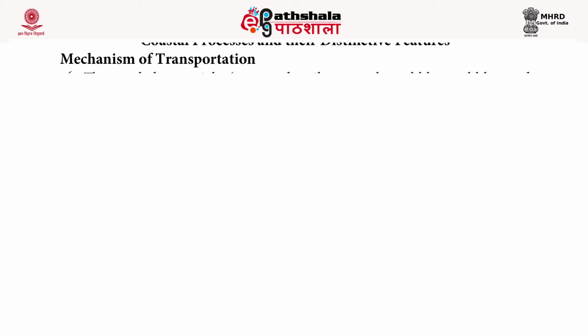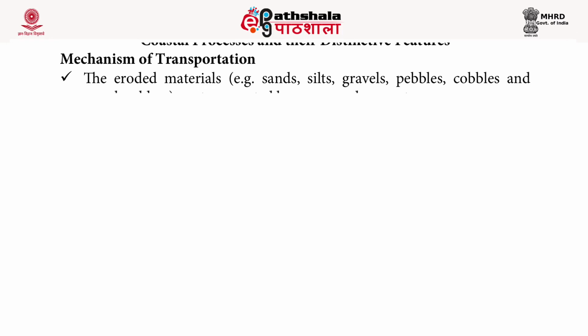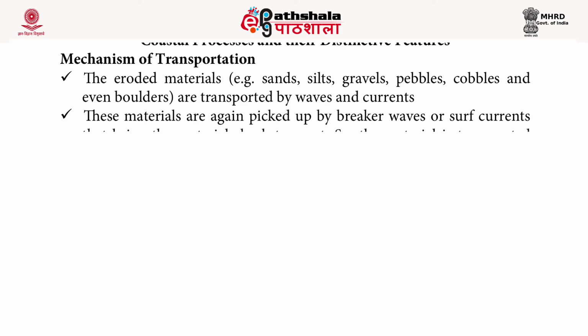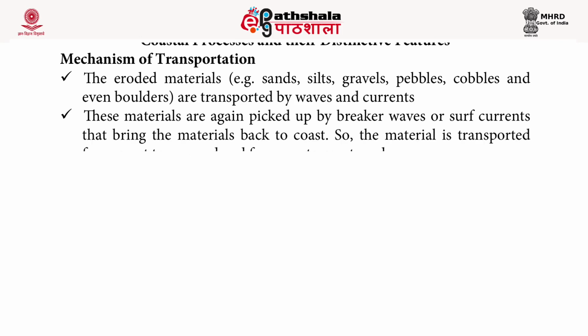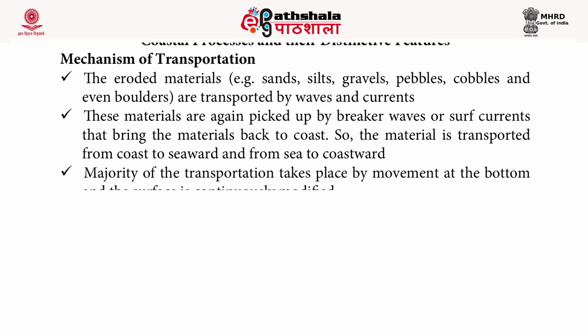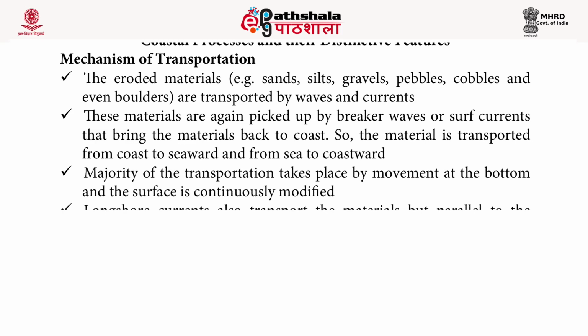Now, we will discuss the mechanism of transportation. The eroded materials, for example, sands, silts, gravels, pebbles, cobbles and even boulders are transported by waves and currents. These materials are again picked up by breaker waves or surf currents that bring the materials back to the coast. So, the material is transported from coast to seaward and from sea to coastward. The majority of the transportation takes place by movement at the bottom and the surface is continuously modified. Longshore currents also transport the materials, but parallel to the shoreline.